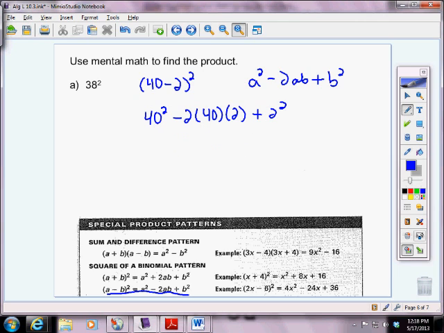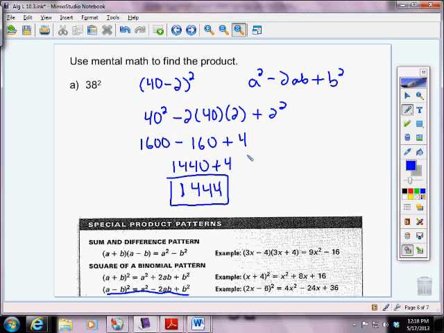This is going to be minus 2 times 40 times 2, plus our last term squared, 2 squared. Now, 40 squared is 1600, minus 2 times 40, which is 80, times 2, which is 160, plus 4. 1600 minus 160 is 1440. Well, plus 4, 1444. So again, just something else we could maybe do in our heads just by using our special product patterns. So we can use these product patterns for mental math. Let's look at one more example.